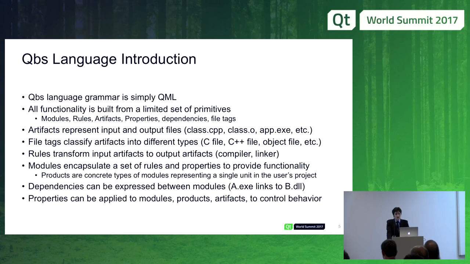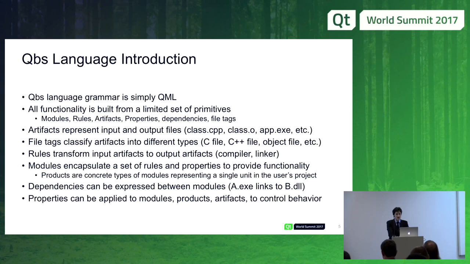Dependencies are also used to express dependencies between concrete products. For example, that your application A must link to library B. And the depends item links them together in a way that will automatically add B's header path to A's library search path and B's DLL output to A's linker command line. And the great thing about this is that it's very easy to write projects that don't care about the exact file system location of headers and libraries and other items, because cubes figures it out automatically based on the properties that you specify in the export item of a particular module.